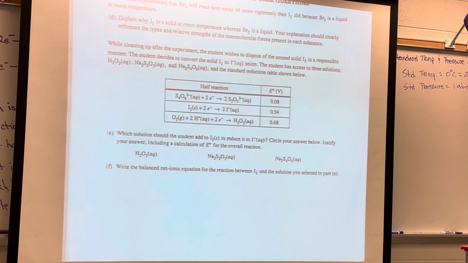Right? Okay. While cleaning up after the experiment, the student wishes to dispose of the unused I2 in a responsible manner. The student decides to convert the I2 to I-. The student has access to 3 solutions and the standard reduction table below. What should they mix together? Take 2 to 3 minutes. Think about this. What should they mix together? How do you know? And then write the balanced equation for it.